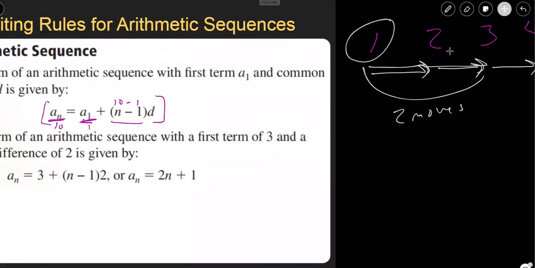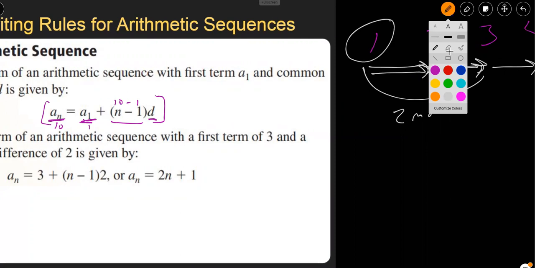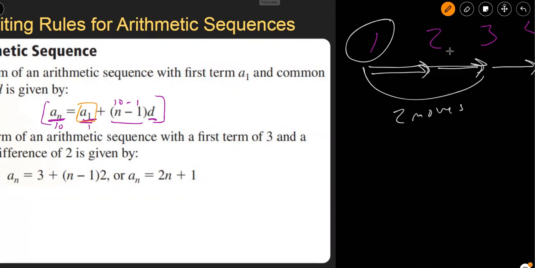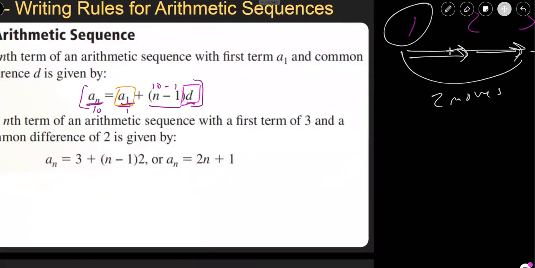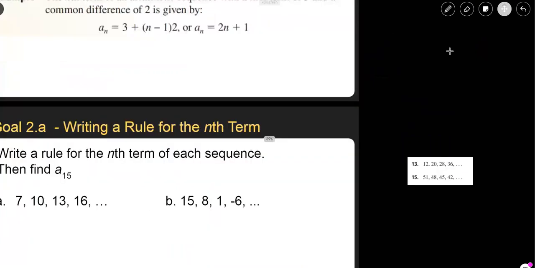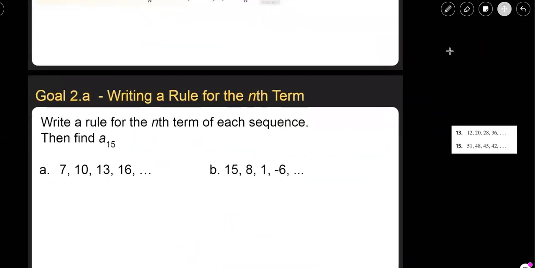And then we multiply that by that d value. That d value is our difference. The 2 most important items when we're looking at these are the a_1 value and the d value. If we have both of those, then we can build our rules very, very quickly. So the next 3 types of problems are doing just that.